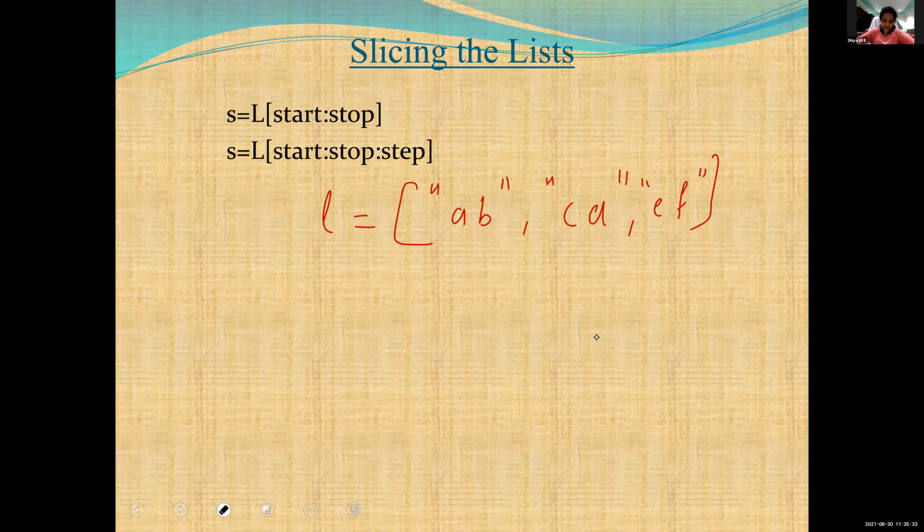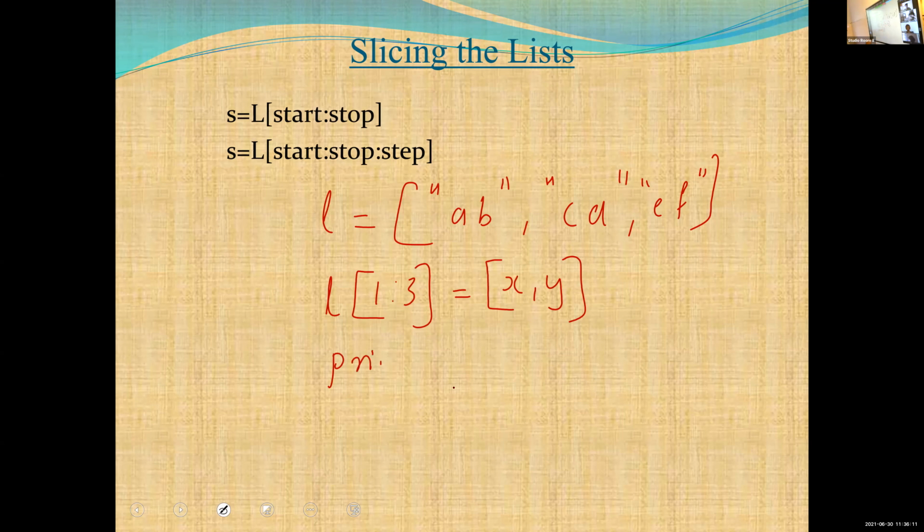Yes, ma'am. Okay. What is the first statement? First statement it is L is equal to A, B, C, D, E, F. Then what is the next statement? L of 1:3, within square bracket 1 colon 3, which is equal to X, Y. Then print L.